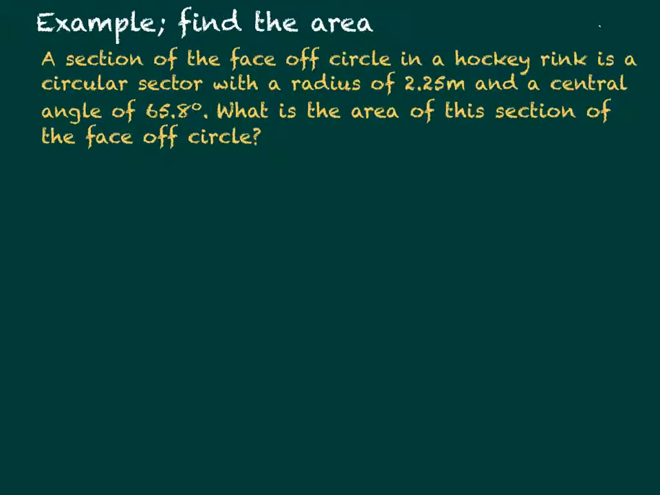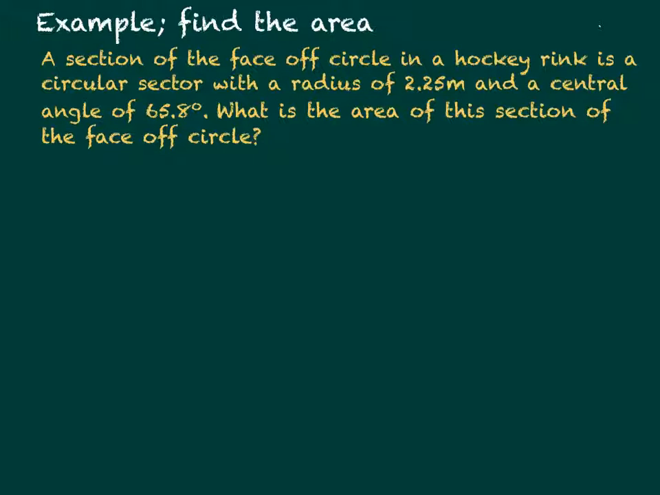For this next example, we want to find the area. A section of the face-off circle in a hockey rink is a circular sector with a radius of 2.25 meters and a central angle of 65.8 degrees. What is the area of this section of the face-off circle?